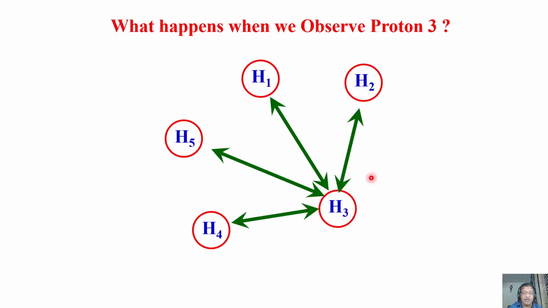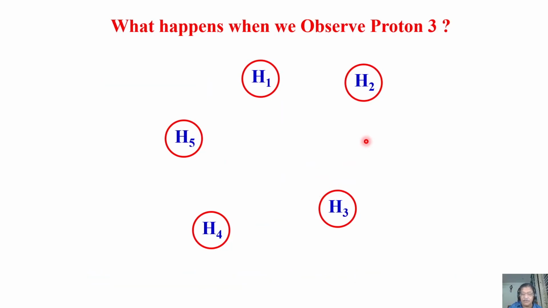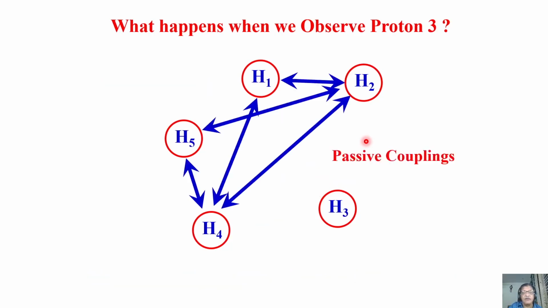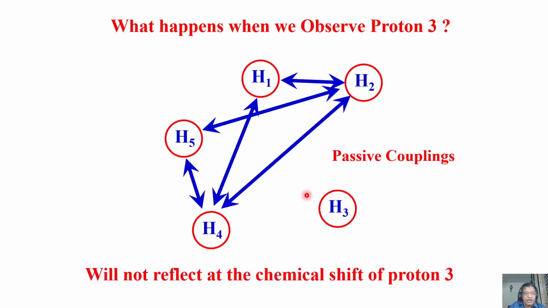So when you are observing a proton, you always measure coupling between active and passive spins. And you don't get the coupling between passive spins. These things you will not see at this site. Remember this. These couplings are called passive coupling. You will not see them at this site. You understood? I gave you 2 examples of active spins and passive spins. I hope you would have understood something now. At some point you would have got it, right? And this will not get reflected at the chemical shift of proton 3.